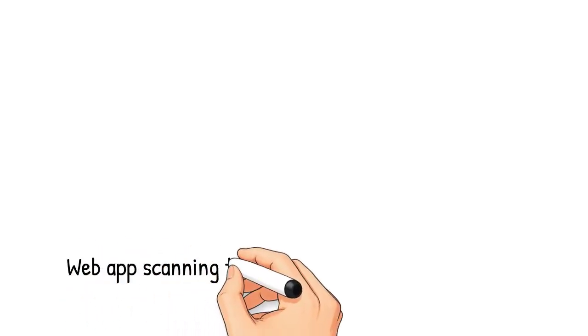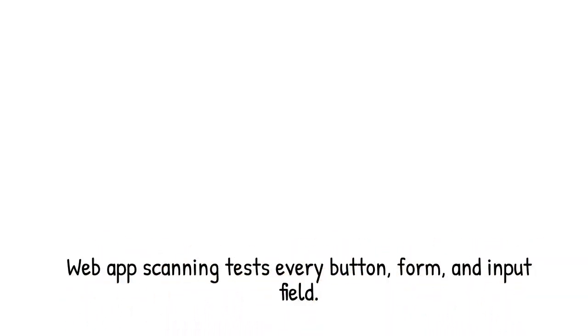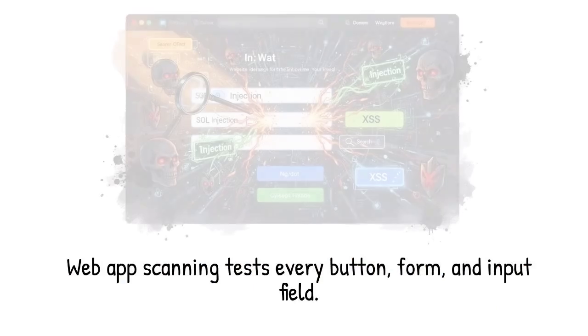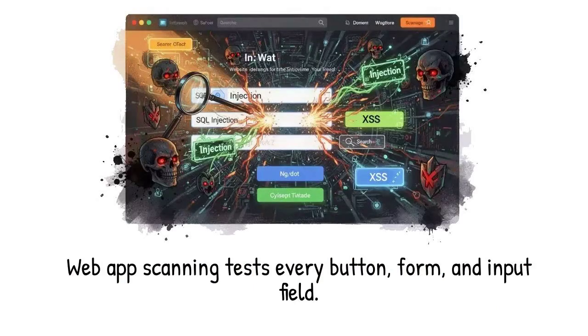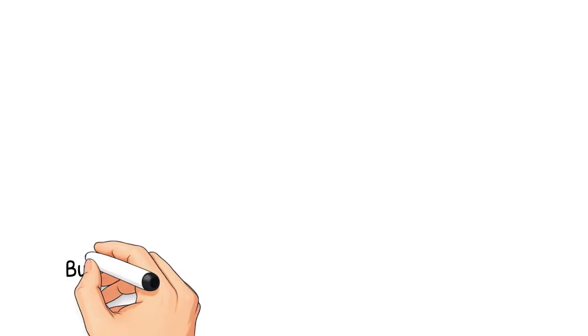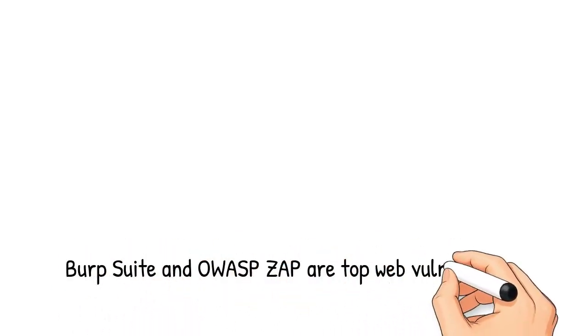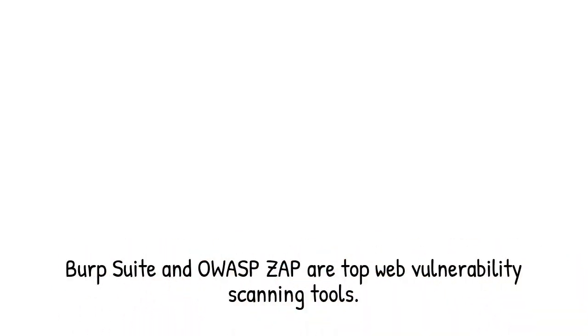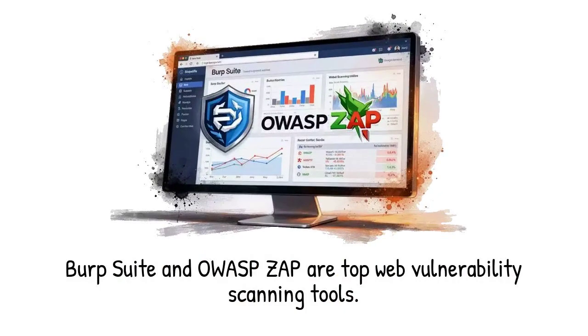Web application vulnerability scanning can be compared to testing every button, form, and input field on a website. Its goal is to detect issues such as SQL injection, XSS, CSRF, broken authentication, insecure cookies, and misconfigured headers. Tools like Burp Suite and OWASP ZAP dominate the area of web application vulnerability scanning, making them go-to choices for many security professionals who want to find and fix issues in websites.